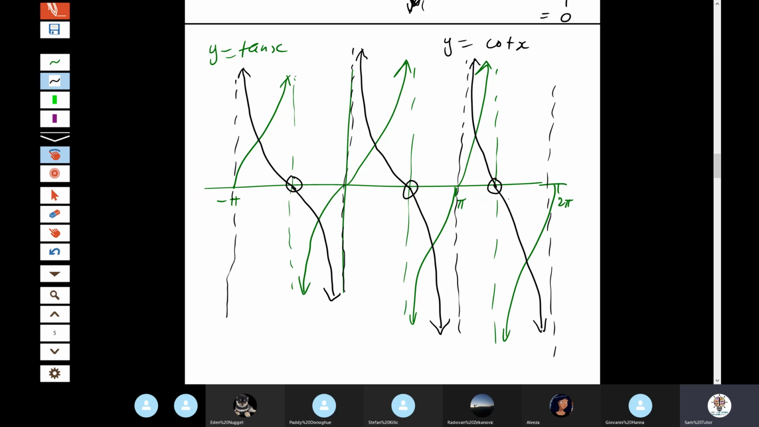What do we think? Is that okay? Yeah. Eden, what do you think? Seriously? I was thinking there can never be like a negative amplitude for tan. But there's no amplitude for tan. Yeah, that's why. Because they go on forever.